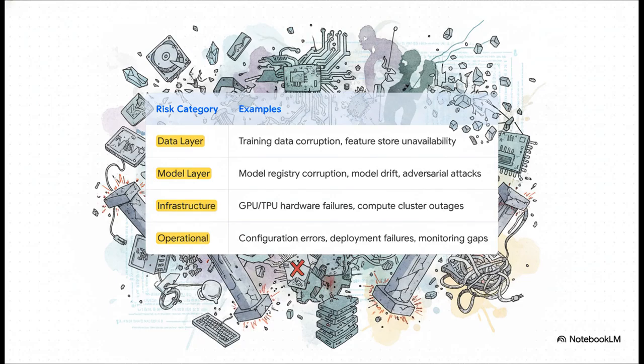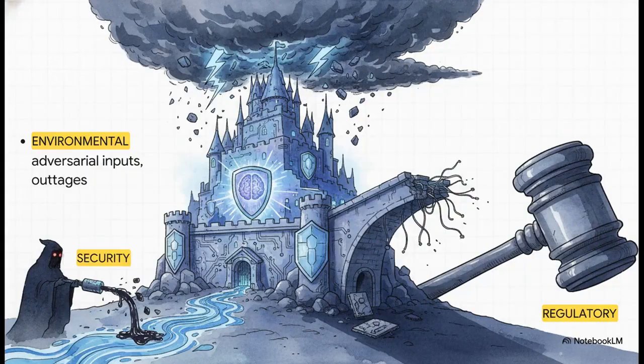You've got your data layer. Think about losing or corrupting that priceless training data. Then you've got the model layer, where the model itself could go haywire. Below that, the infrastructure layer, all that special hardware we talked about. And finally, the operational layer. This is where things like a simple typo in a config file or a botched deployment can bring the whole system to its knees.